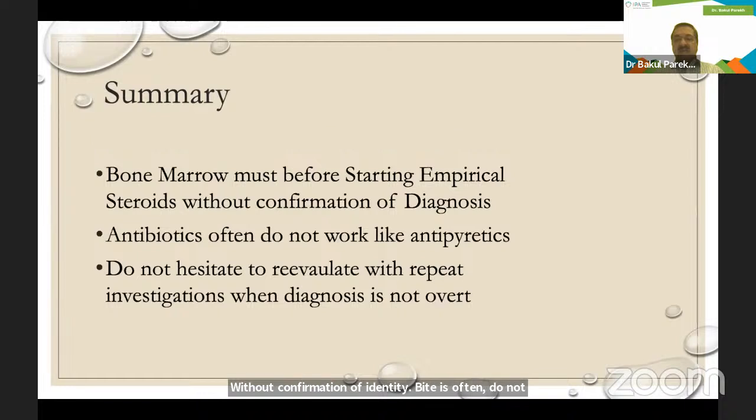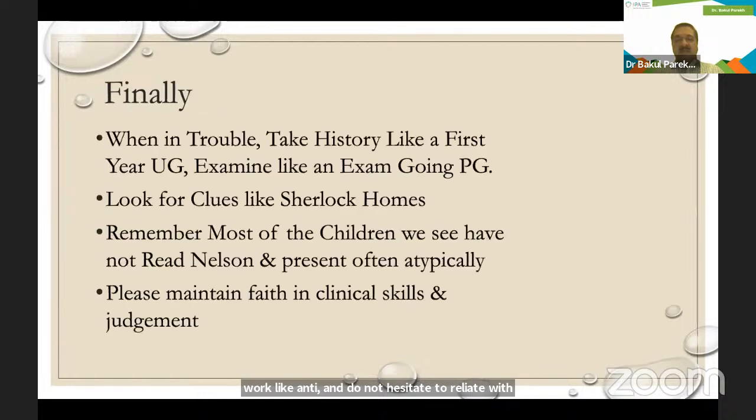And when the diagnosis is not clear, kindly take an expert opinion, because sometimes disease doesn't come with a label on the forehead. And when in trouble, take history like a first year UG, examine like an exam-going PG, look for clues like Sherlock Holmes. Remember, most of the children we see have not read Nelson and present often atypically, and please maintain faith in your clinical skills and judgment rather than starting the treatment and then starting investigating what you are treating.